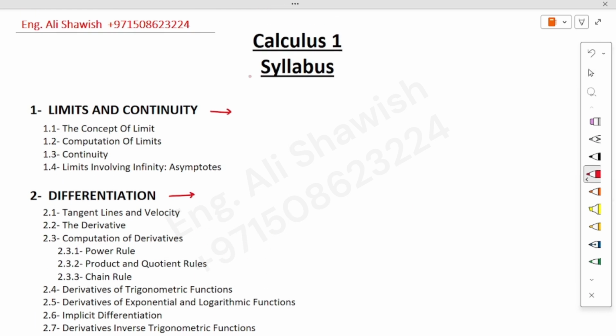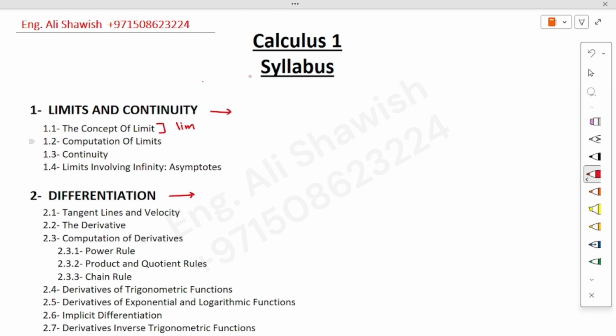The first unit, the limits. Mostly you didn't study the limits in the previous levels. So the first lesson will be an introduction for you about the limits. We will study together the concept of limit. This is the symbol of limit. So you will learn the concept of limit.